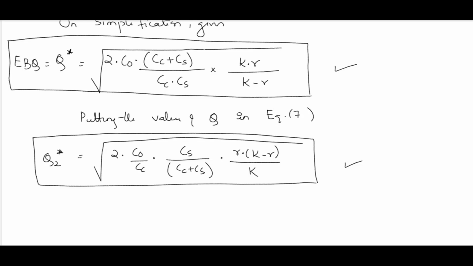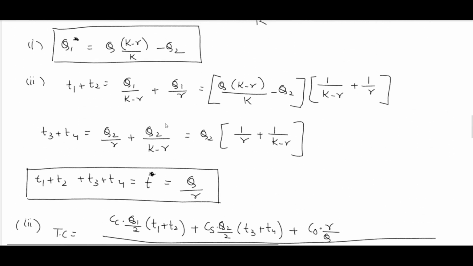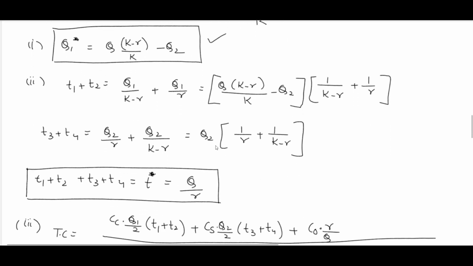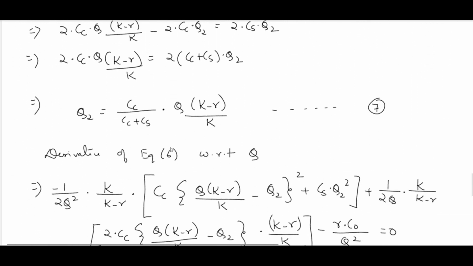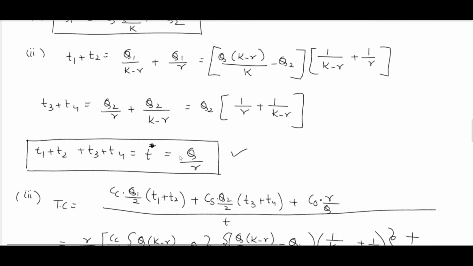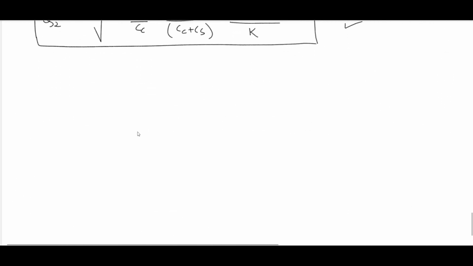And Q1 star we have already derived. This is Q1 star. You got Q, you have derived Q2, and Q1 star is just this much. And T, you have got it, T is equal to Q by R, and from here you can get T1. Okay, and T1 we know. Okay, let me write down all the T's.